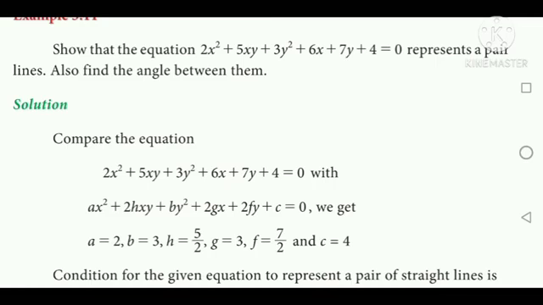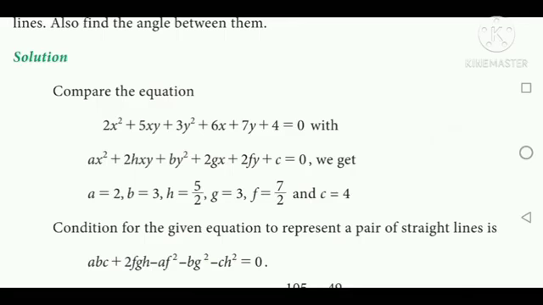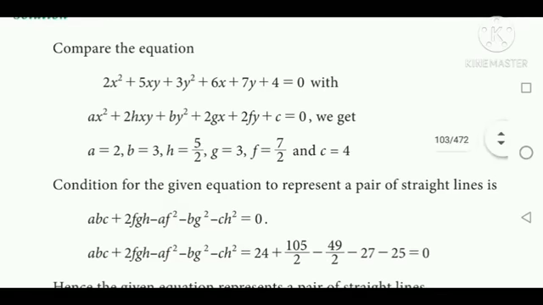This is the way I am finding the values: a equal to 2, b equal to 3, 2h equal to 5, therefore h equal to 5 by 2, 2g equal to 6, so g equal to 3, 2f equal to 7, so f equal to 7 by 2, and c equal to 4.